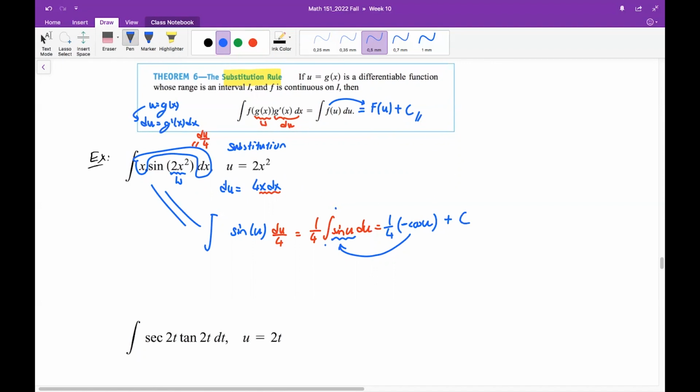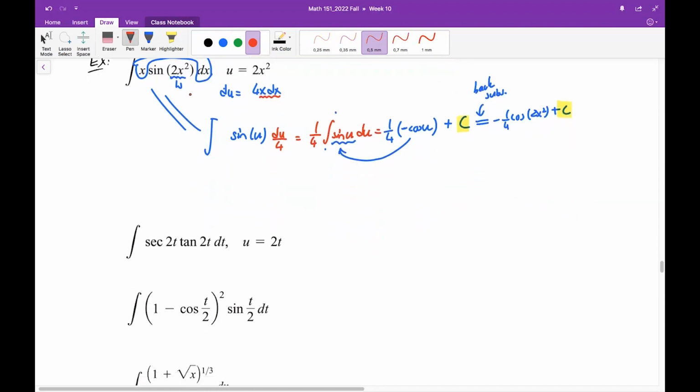And then look at your function. Your example was in terms of x, but you found the result in terms of u. You shouldn't leave the result like this. You should do back substitution, meaning that you should turn back to your original variable x by putting 2x squared for u. And this arbitrary constant should be there because it is an indefinite integral. Okay? So this is how you apply substitution when taking integrals. Okay, let me put here substitution. Okay, let's look at the second example.